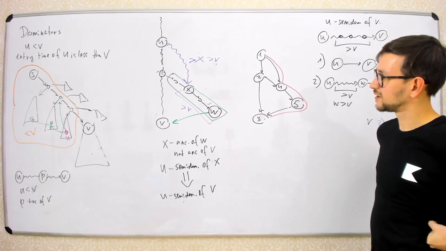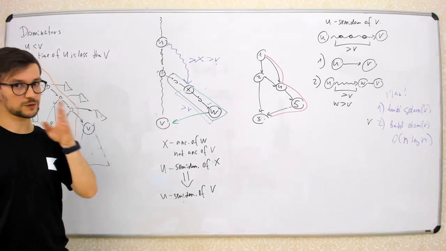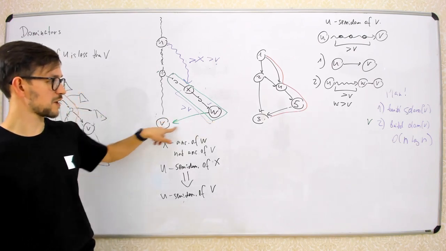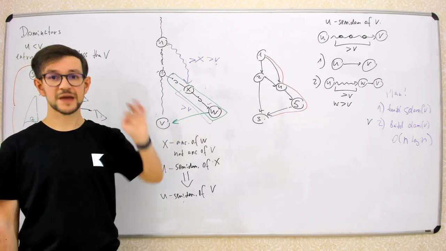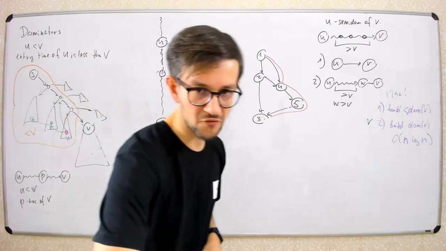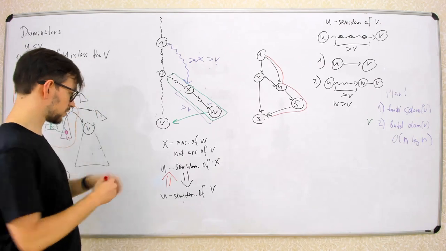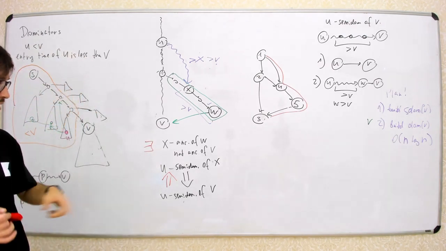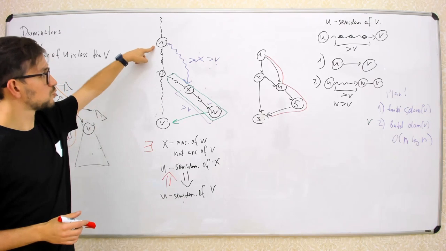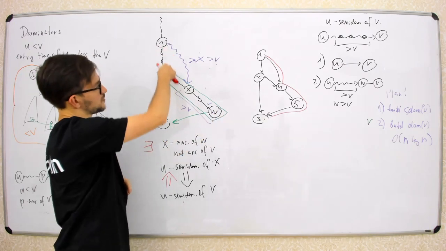Clear enough? Okay, I hope it's clear enough. Now, the interesting thing is that this is the only case we need to care about. If node U is a semi-dominator of V and the last edge on this path is the edge from this node W, then U must be a semi-dominator of some X which belongs to this branch. So there must exist at least one X such that U is a semi-dominator of X. That's the interesting fact. Again, if you have U as a semi-dominator of V and the last edge goes from this node W, then U is the semi-dominator of some node on this branch.